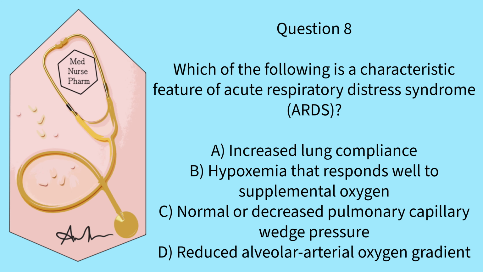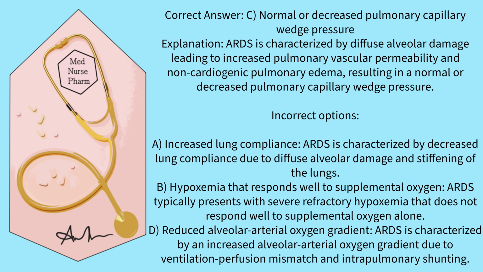Question 8. Which of the following is a characteristic feature of ARDS? Increased lung compliance, hypoxemia that responds well to supplemental oxygen, normal or decreased pulmonary capillary wedge pressure, reduced alveolar-arterial oxygen gradient. Pause the video and select your answer. If you chose option C, you are correct. Normal or decreased pulmonary capillary wedge pressure. ARDS is characterized by diffuse alveolar damage, leading to increased pulmonary vascular permeability and non-cardiogenic pulmonary edema, resulting in a normal or decreased pulmonary capillary wedge pressure.